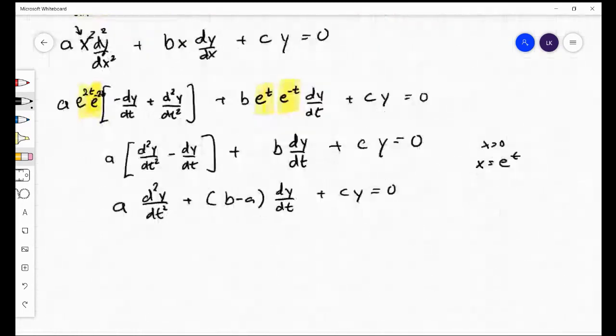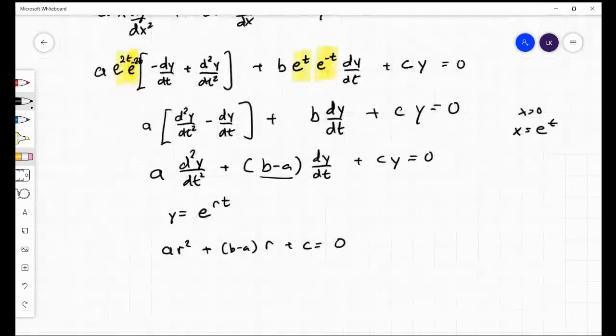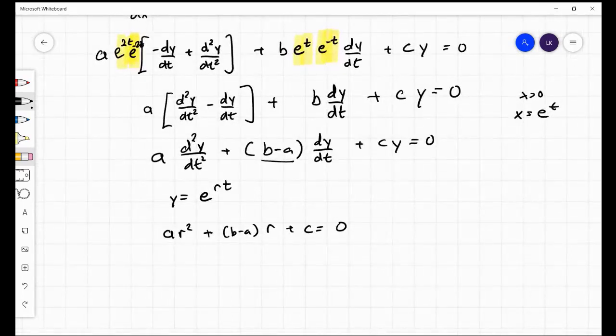So now we just have, and we know how to deal with this, second order constant coefficients. We know that we would look for solutions in the form e to the rt, right? And the characteristic polynomial here would be a times r squared plus b minus a times r plus c. So that's exactly the characteristic polynomial you would get. So let's go through the cases and see why the fundamental solution sets look like what they do.